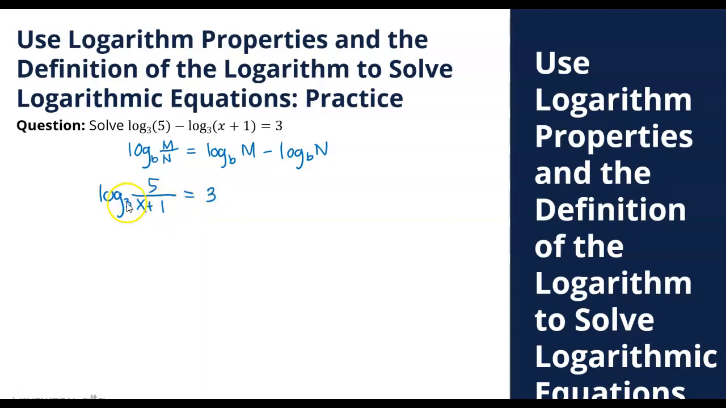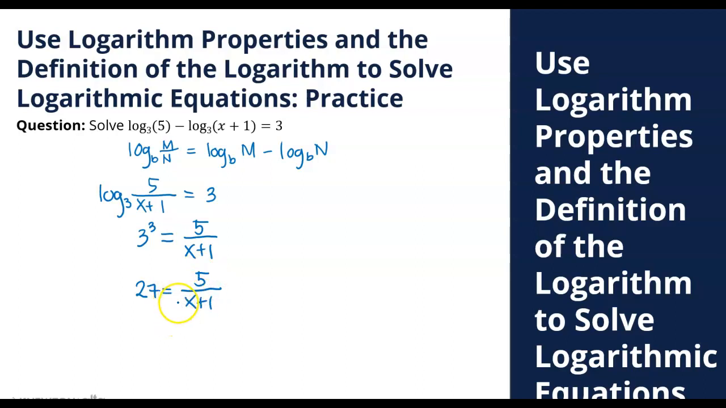Then the next step is to write this in exponential form. This is going to be our base, this is the exponent, and this would be the expression on the right-hand side. Using that definition, we could write this as 3 cubed is equal to 5 over x plus 1. Then you simplify that. You know that 3 cubed is equal to 27. So you have 27 is equal to 5 over x plus 1.